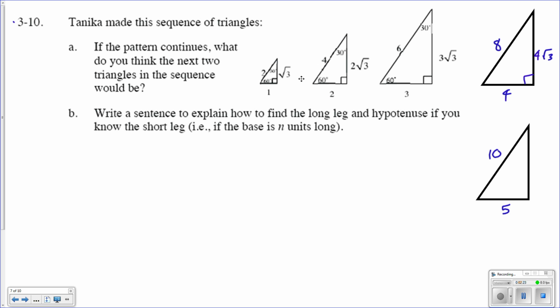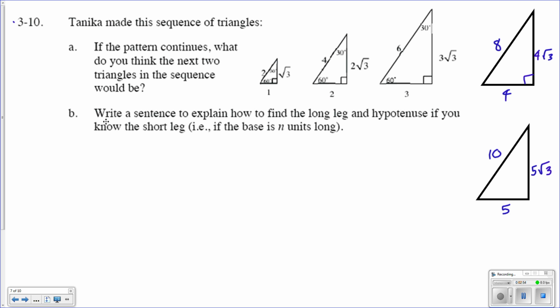We're also adding 1 to what we're multiplying radical 3 by, or we could just say we're using the figure number. So for figure 5, we should have 5 radical 3. So there are our two next right triangles and their side lengths.